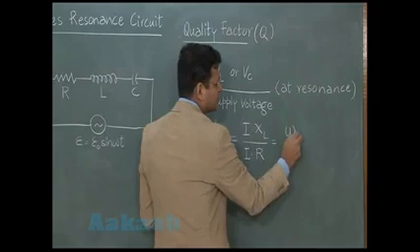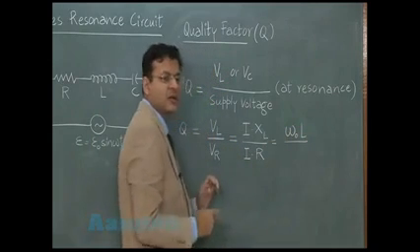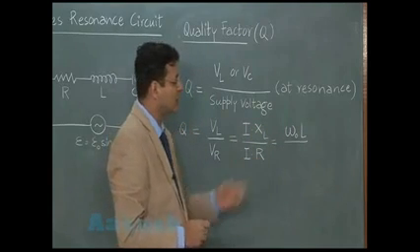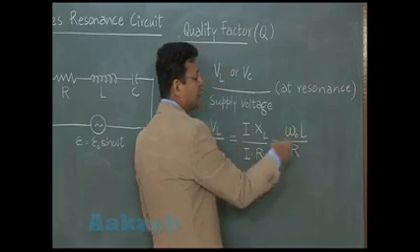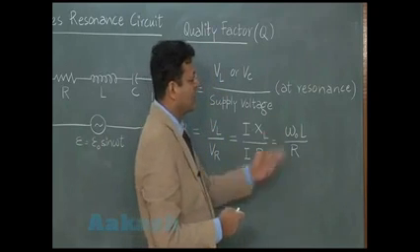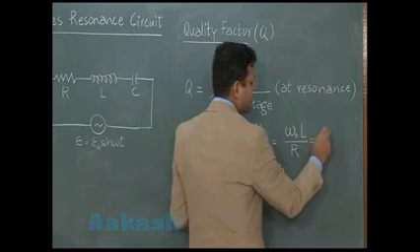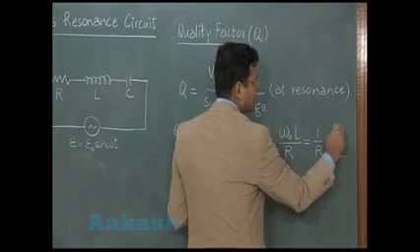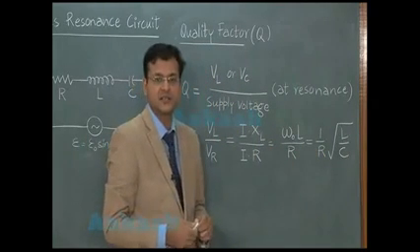XL is omega naught L. I am using this subscript naught to mention that this is a kind of resonance situation you are talking about, and resistance is R. If you further write down omega naught as 1 by under root LC, then this is made as 1 by R under root L by C. So this is the expression of quality factor you are having so long as a series resonance circuit is concerned.